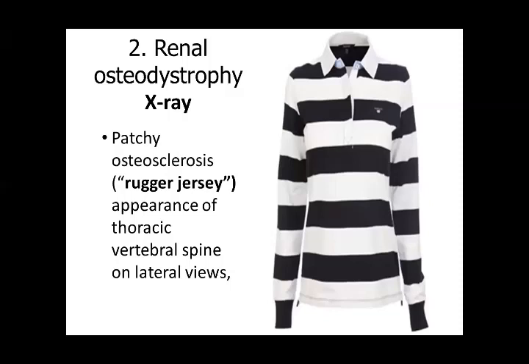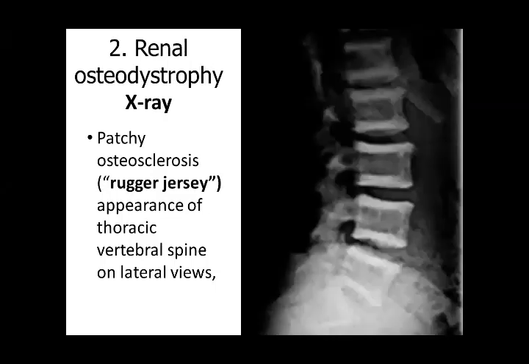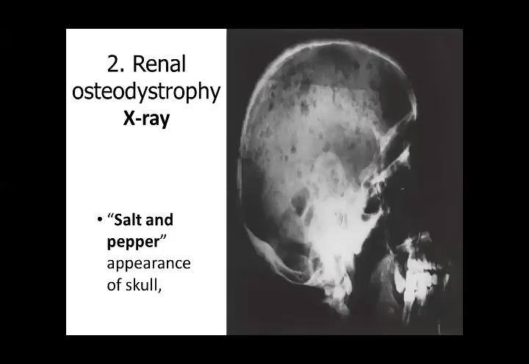There are dark and light areas in the T-shirt, and now look at the spine. There are dark and light areas in the spine. This is what is called rugger jersey, patchy osteosclerosis, appearance of the thoracic spine. This is the lateral X-ray.